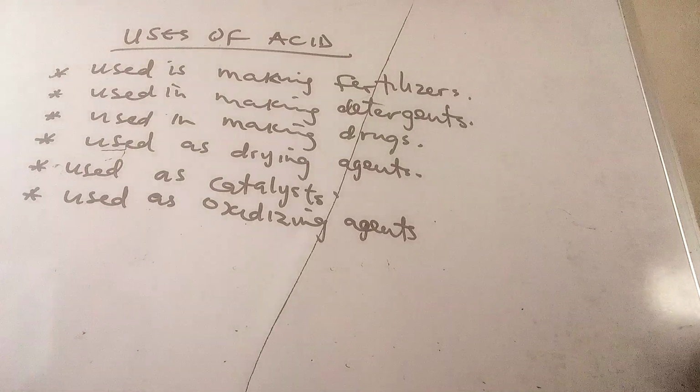These are a few out of many uses of acid. In fertilizer making, in detergent making, production of drugs. They are used as drying agents, that is, they can be used to dry some other substances. Used as a catalyst, a catalyst will alter the rate of chemical reaction, and as an oxidizing agent. So, these are a few out of many. This ends the topic, acid. In my next video, I'll be talking about bases. What are bases? Please take note of that.